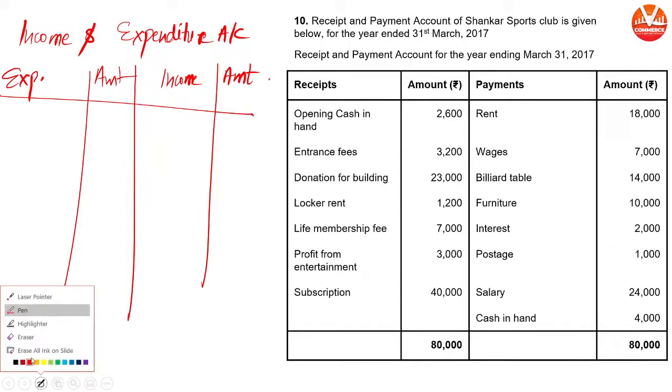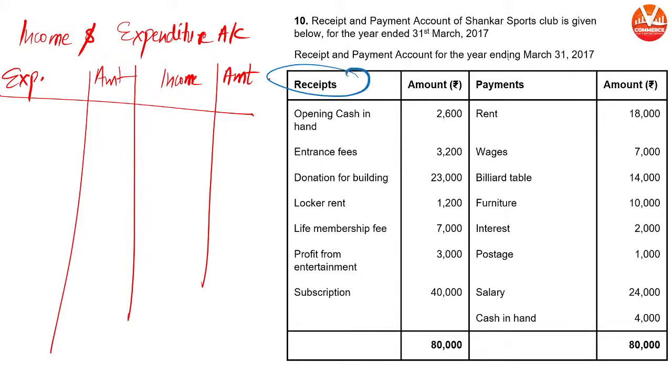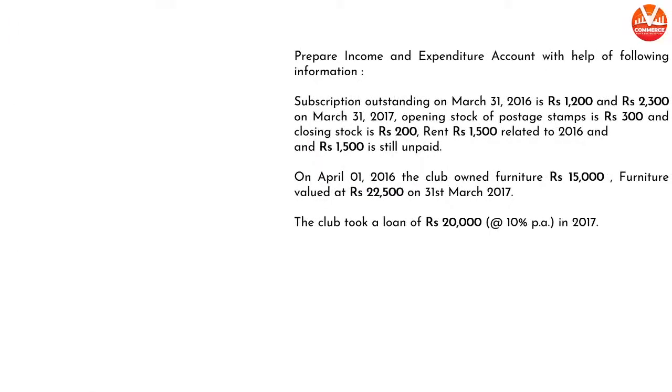Now we will look at the receipt side first, and then we will go to the payment side. So on the receipt side, we have opening cash in hand. It is not recorded in the income and expenditure account, because the income and expenditure account does not have any opening balance. Then we have entrance fees. Yes, it will be recorded in the income and expenditure account on the credit side. So entrance fees we will record on the credit side. So is it mentioned about?